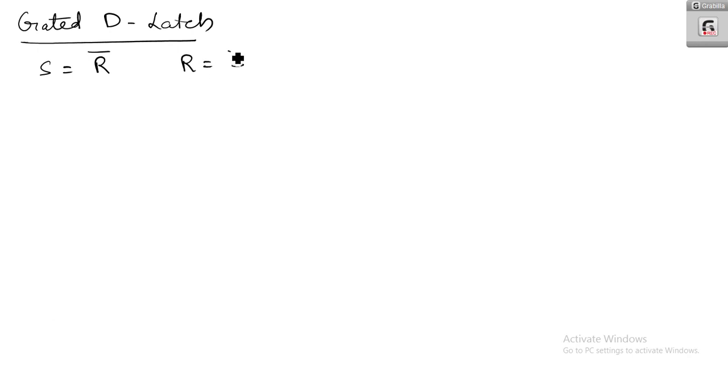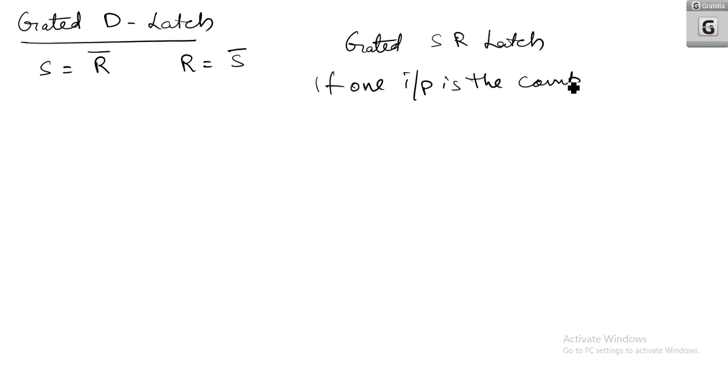Coming to the gated D latch, what is the only difference? S is equal to R bar, or we can write R is equal to S bar. In these two cases, both are the same. That means if you are looking at the gated SR latch, if one input is the complement of the other, then we can term it as a D latch.